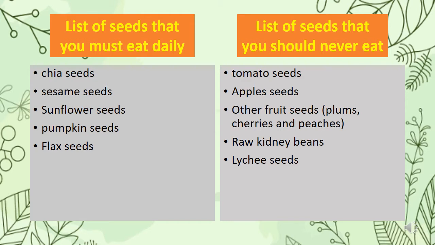Here is the list of seeds that you must eat daily. The first one is chia seeds. It contains omega-3 fats and it reduces the blood sugar levels while reducing appetite. The second one is the sesame seeds. It helps to reduce inflammation and it's also a good source of good fat.